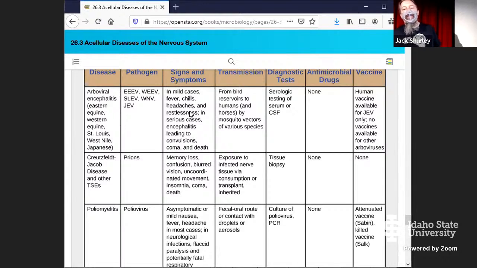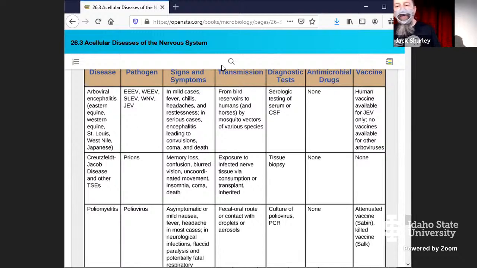So some fever and chills and headaches. There can be restlessness. If we think of the severe forms, this is where we progress to encephalitis, as a handful of the names are implying in the first place. So convulsions, coma, and death with some of the most severe forms are definitely possibilities.